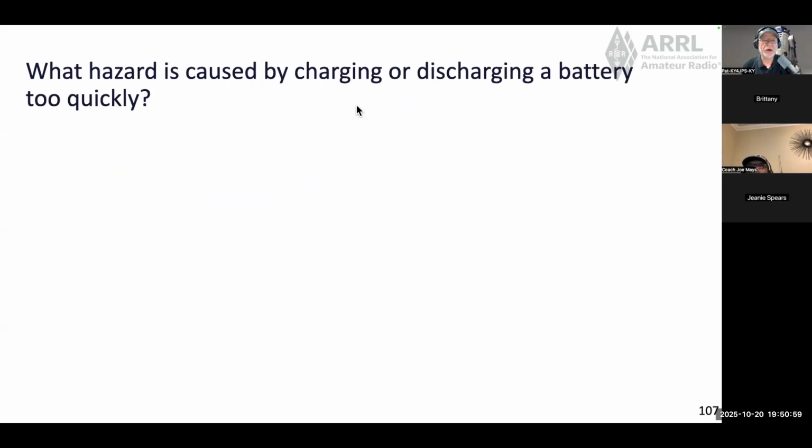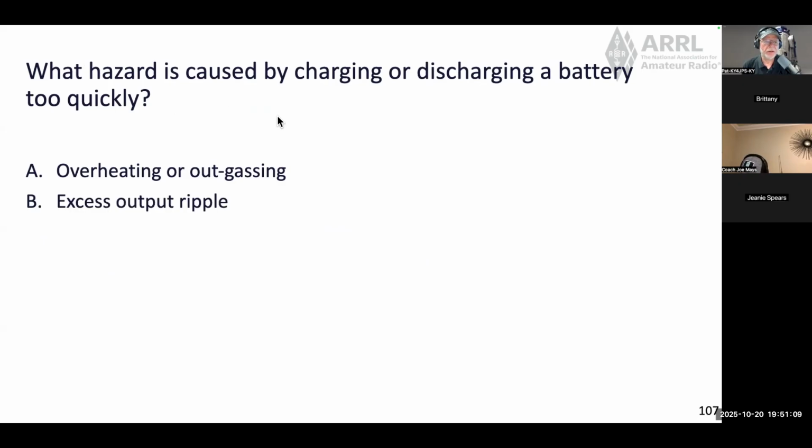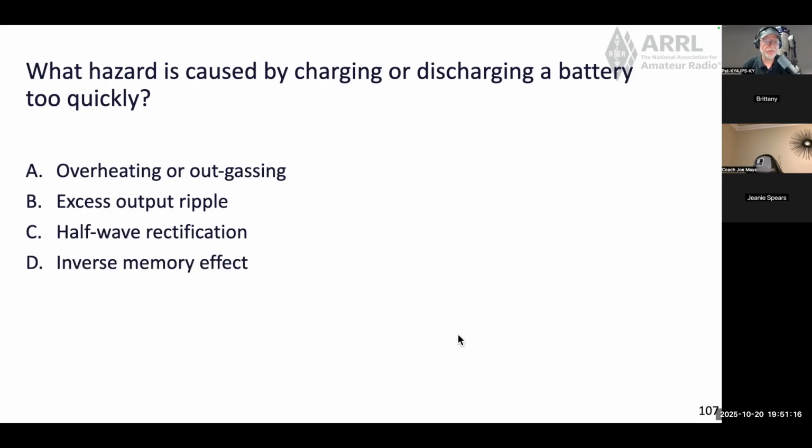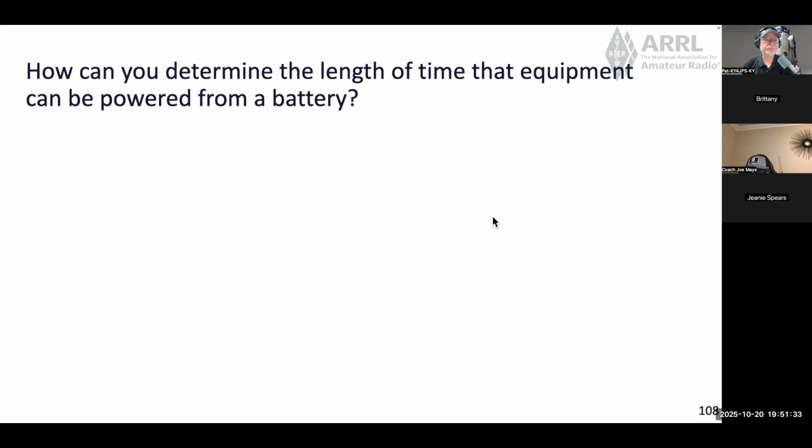What hazard is caused by charging or discharging a battery too quickly? And we're assuming this is like a 12 volt lead acid battery. A, overheating or gassing, B, excess output ripple, C, half-wave rectification, D, inverse memory effect. And again, we said if you're discharging a car battery too quick, you can have explosions because it's giving off a gas. It's overheating. So it's going to be A, outgassing or overheating.